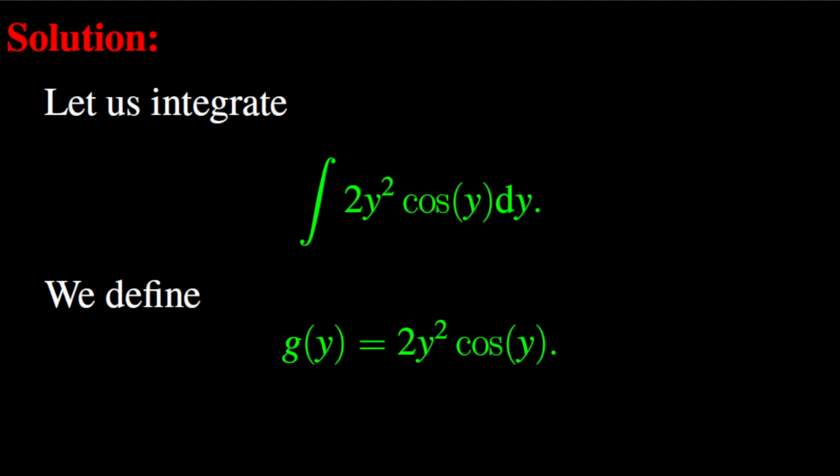Let us integrate the function 2y square times cosine of y. Note that, at first glance, we easily see that the function we have to integrate is a product of a nonlinear function, cosine of y, with a polynomial function 2y square. Occasionally, when you are faced with this type of complex integration problem, you have to adopt the appropriate strategy that will help you simplify the problem, and find the antiderivative efficiently.